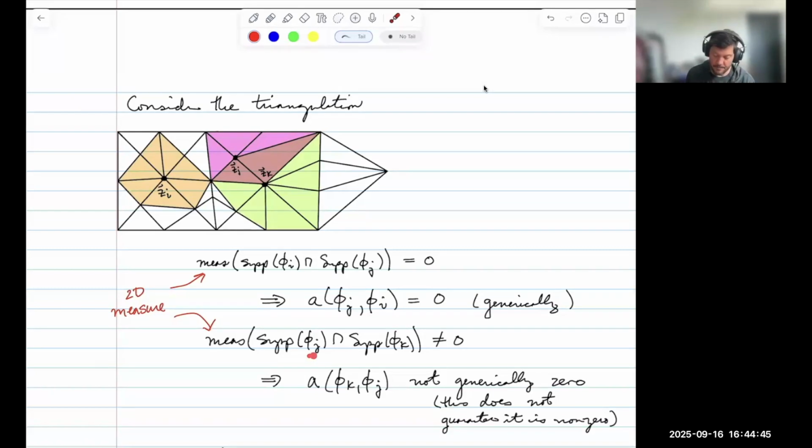Now let's look at phi j and phi k. There's phi j, phi k. Do they have supports whose intersection is a set of measure 0? The answer is no. Their intersection is this brown set here. The intersection of the lavender and green turns out to be brown. It's those two triangles. And therefore, this entry is not going to be generically zero. It might be zero, but we can't say that it is generically zero.